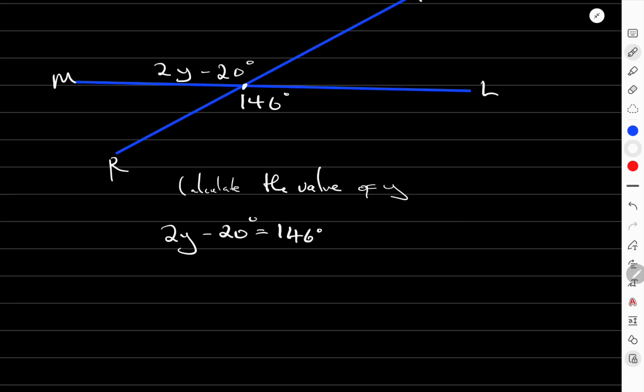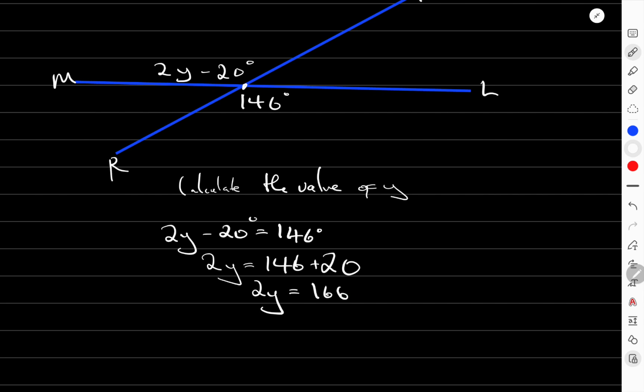Now how can I solve for the value of y? I'm going to group my numbers together and my variable together. I'm going to have 2y equals 146 minus 20. No, I cannot say minus 20. Do we know why? Because the 20 was already negative on the left hand side. Therefore, on the right hand side it is going to be positive. Therefore, I'm going to have 146 plus 20. That was a catch. Therefore, I'm going to have 2y equals what is 146 plus 20? Therefore, 2y equals 166 degrees.